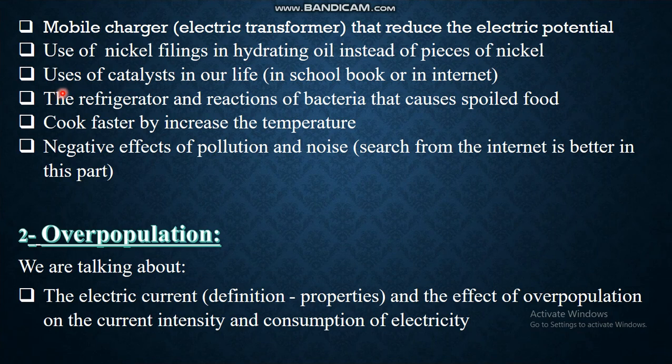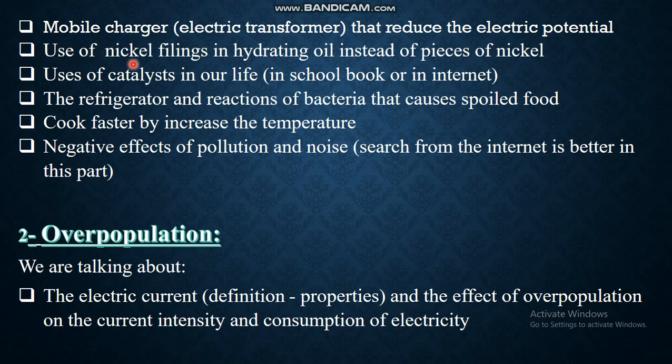Mobile charger. A mobile charger contains an electric transformer. What is the importance of the electric transformer? It reduces the electric potential and the current intensity. The current intensity in the house sockets would damage the mobile, so we need an electric transformer to reduce the potential and current intensity. This is an application in technology.